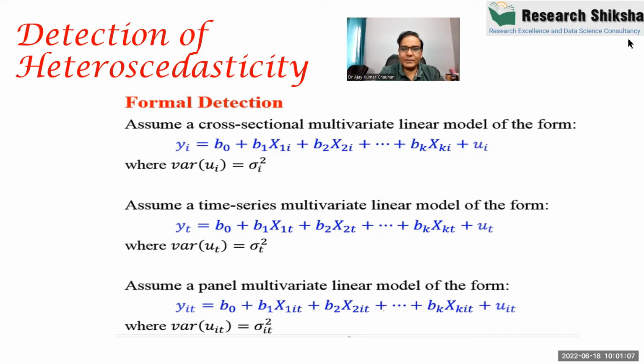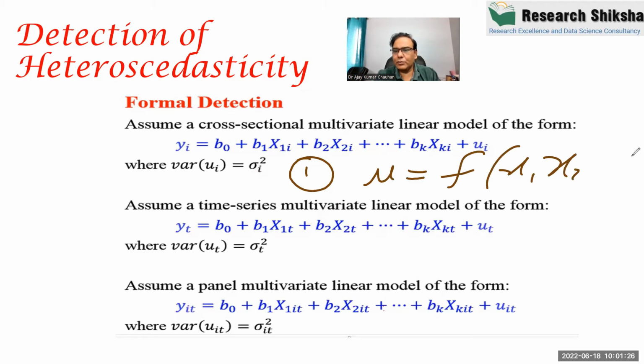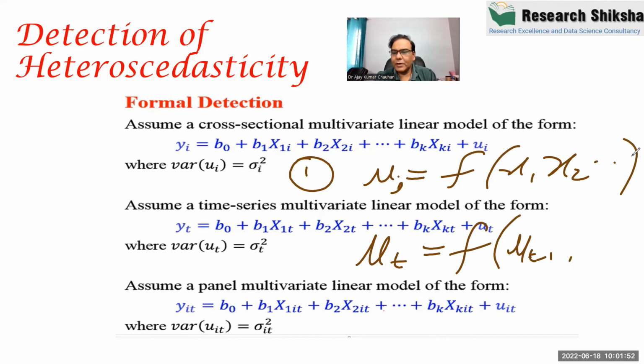One is, suppose u is representing the error term, a function of x1, x2, and so on. So we are assuming that the error term is related to the independent variables. This is the cross-sectional testing of heteroskedasticity. And if I say u_t and u_i, i means the cross-section and t means the time series. And we assume that u_t is a function of u_t-1, u_t-2, and so on. So these are the two methods of testing heteroskedasticity.